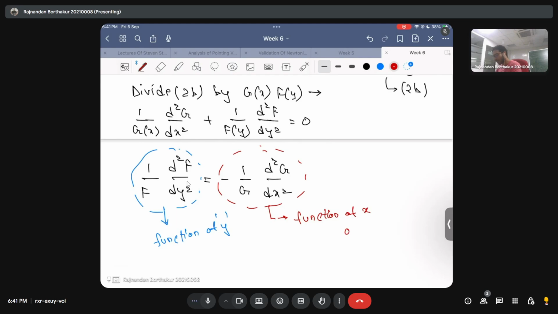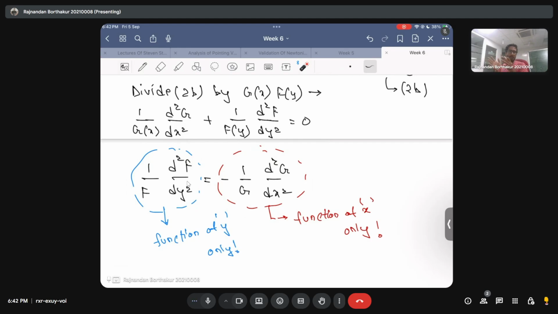In fact, I should write function of x only and function of y only. But what we are saying is that a function of y is equal to a function of x. Now here is a dilemma, basically. We are saying that the left hand side is a function of y and the right hand side is a function of x, and then we are saying that a function of y is equal to a function of x.